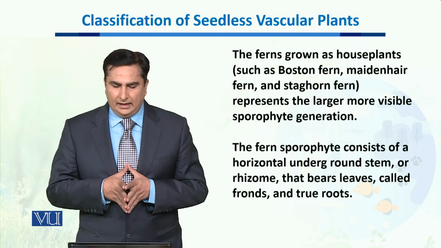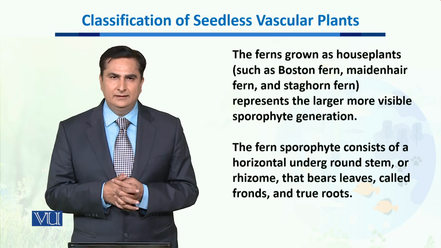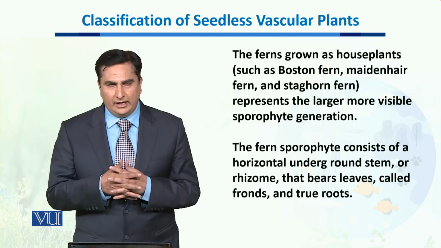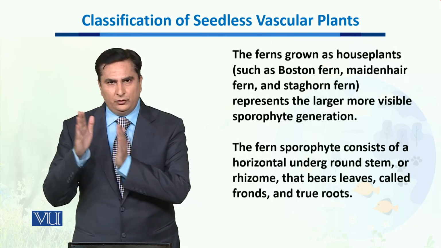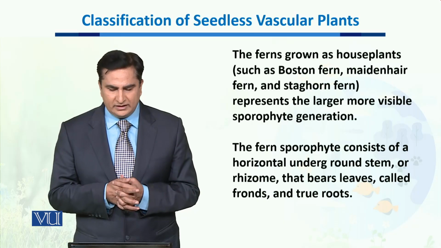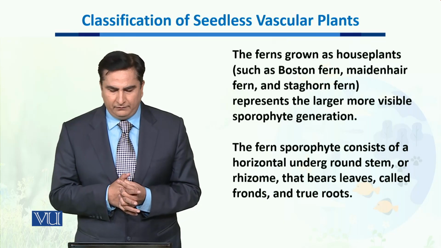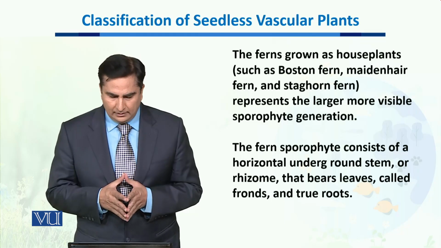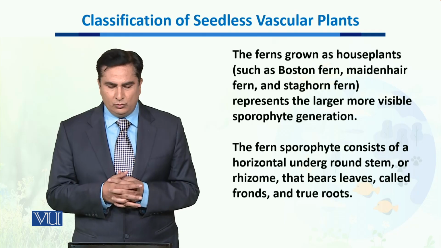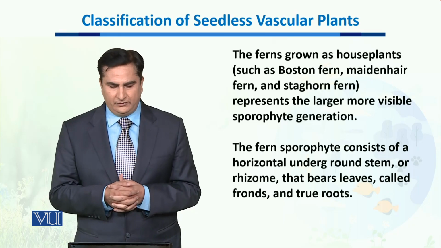These ferns are grown as house plants. They are ornamental and good looking plants. That's why some of those ferns are grown as house plants, including Boston fern, maidenhair fern, and staghorn ferns. They represent the larger, more visible sporophyte generation.